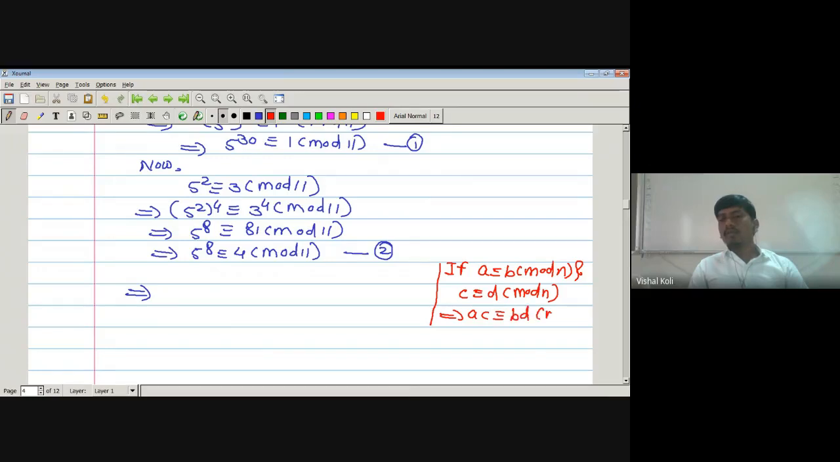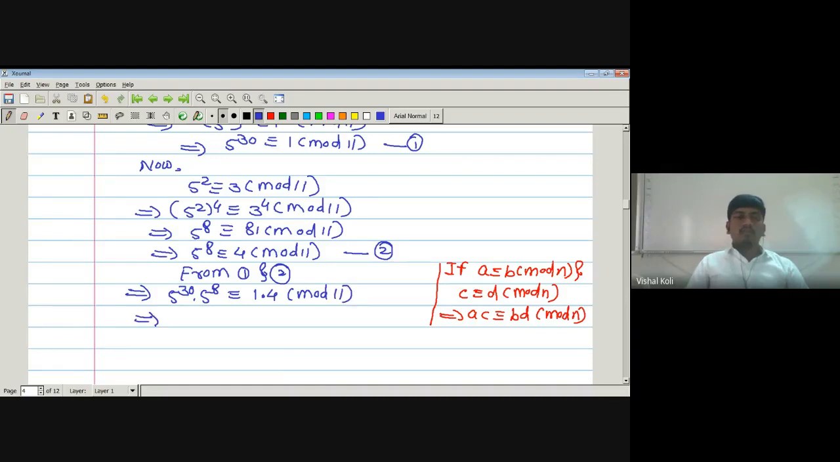And from this result, from equation 1 and 2, 5 to the power 30 into 5 to the power 8 is congruent to 1 into 4 modulo 11. That is, 5 to the power 30 into 5 to the power 8 is nothing but 5 to the power 30 plus 8, which is 38, congruent to 4 modulo 11. Then what will be the remainder when 5 to the power 38 is divided by 11?